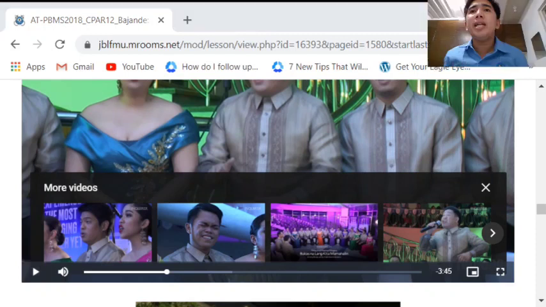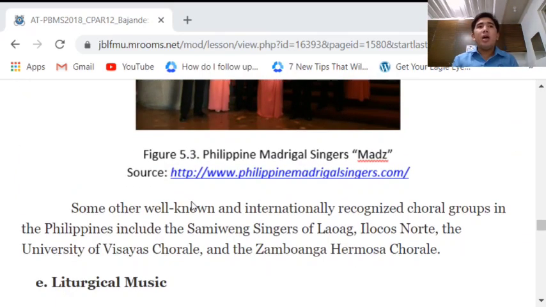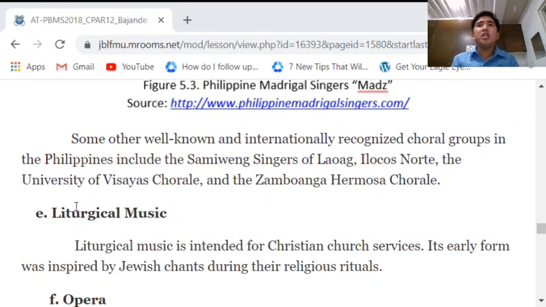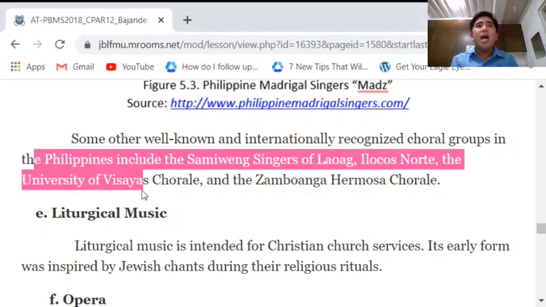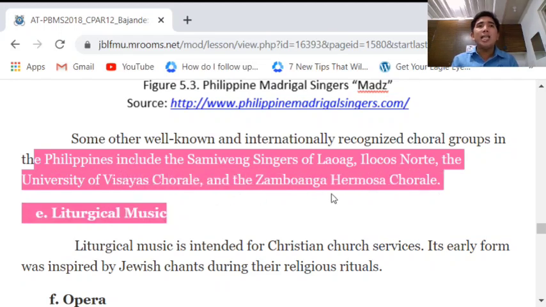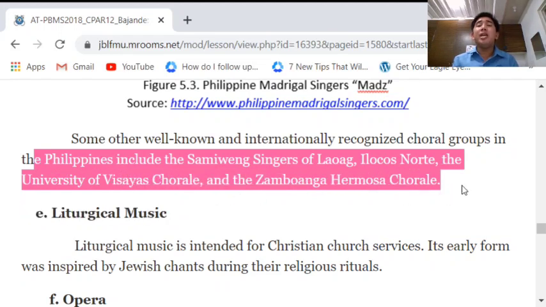All right, so that is how the Madrigal Singers performed, and that is a choir. All right, so next, some other well-known and internationally recognized choral groups in the Philippines include the Samiweng Singers of Laoag, Ilocos Norte, the University of Visayas Choral, and the Zamboanga Hermosa Choral. Here in Zamboanga, we have Coro Handumanan, and that's a choir.